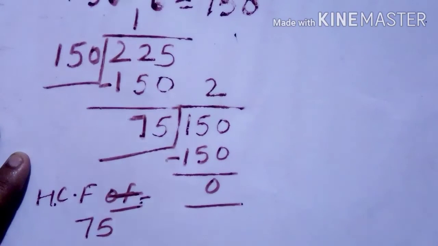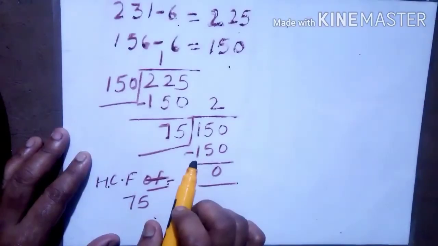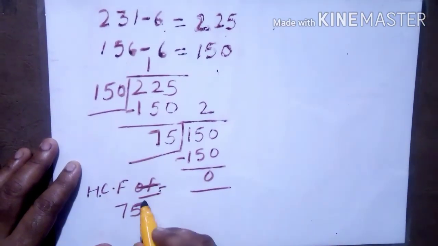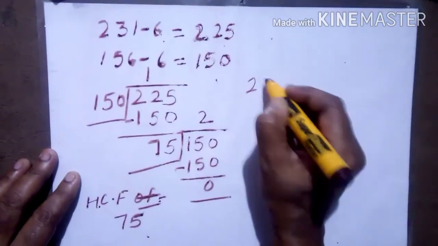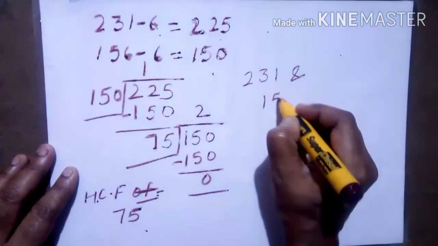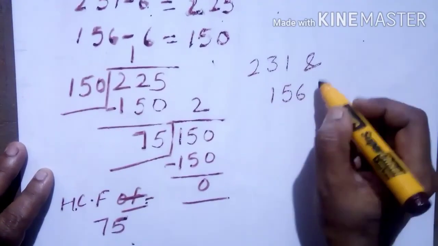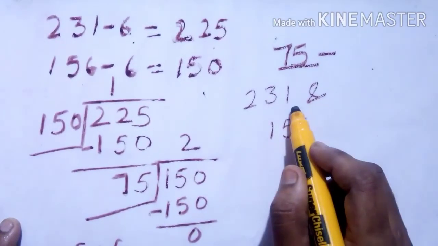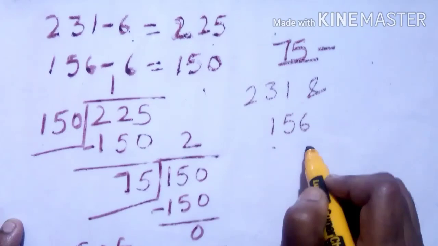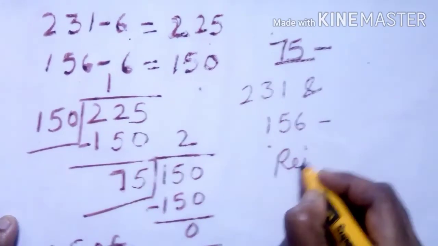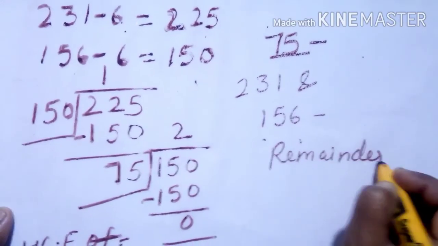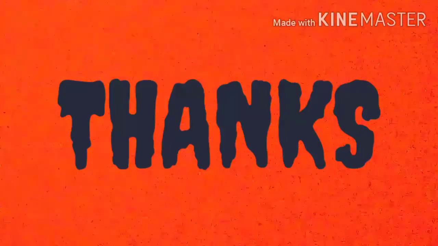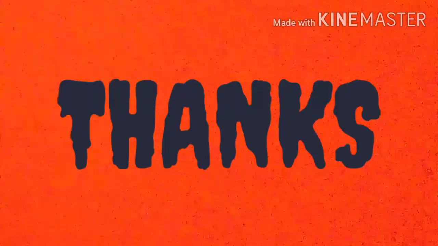Okay. So what will be the largest number which divides 231 and 156? The same number, 75, will divide 231 and 156, leaving a remainder of 6. 75 is the largest number that divides 231 and 156, leaving a remainder of 6. Understood? So in the next class we will learn the LCM. Okay, thank you.